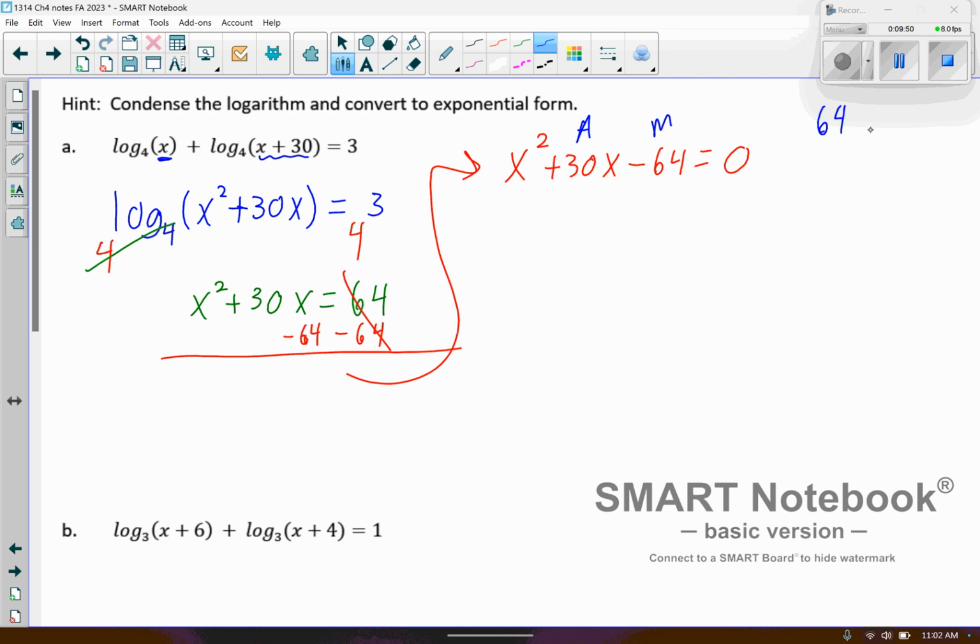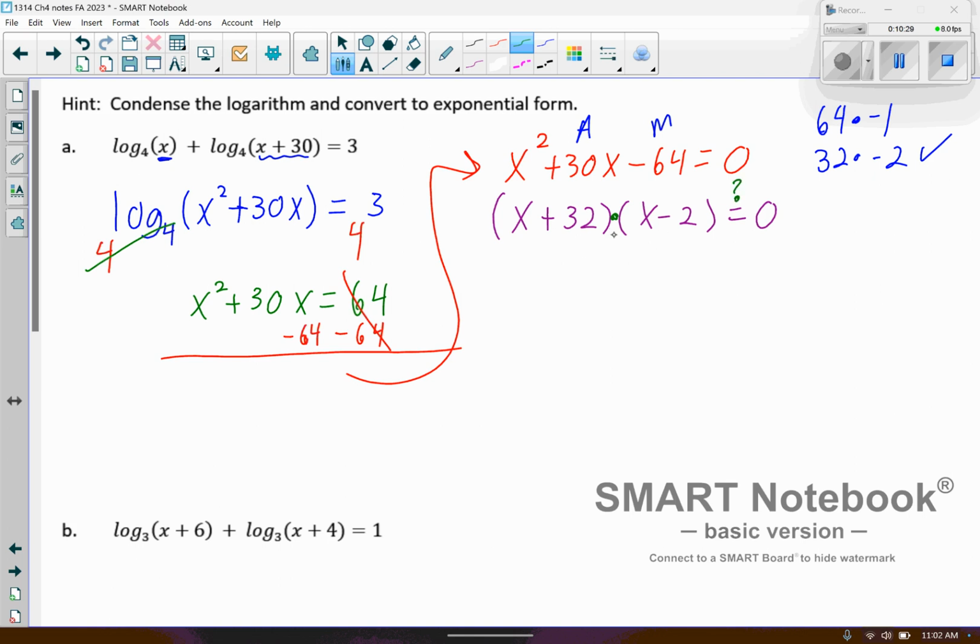So let's see, like positive 64 times negative 1, but that doesn't add up to 30. So then my next one would be what? Let's see, 32 times negative 2. Well, that multiplies to give me negative 64, and it adds to give me 30. So yes, that's the pair that I want to use here. So we're going to factor this into x plus 32 times x minus 2 equals 0. It doesn't matter, I could have put the minus 2 first and then the plus 32, but either way, I've got my two factors. And so now we're going to take each factor because we're trying to figure out what makes this equal 0.